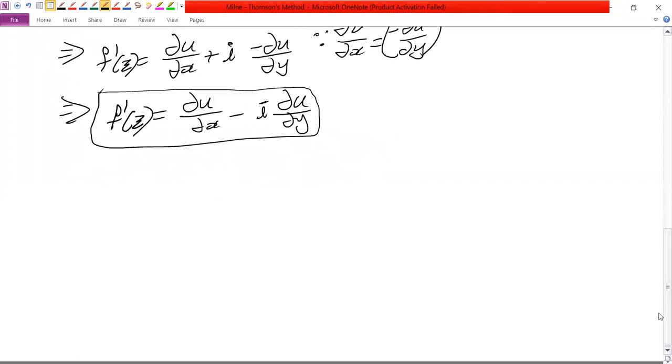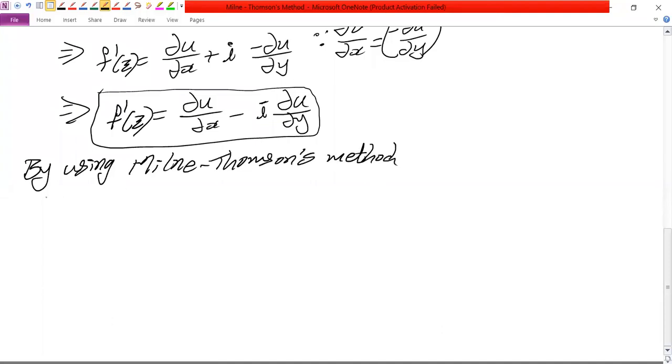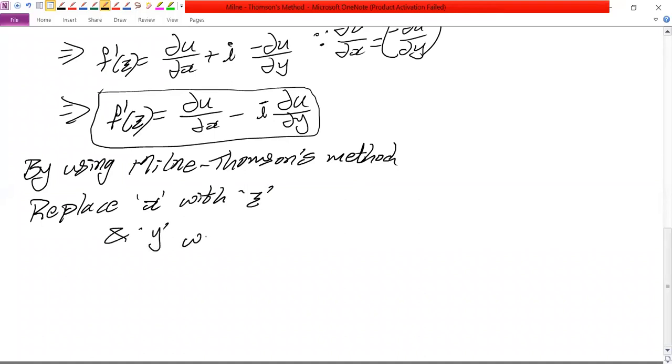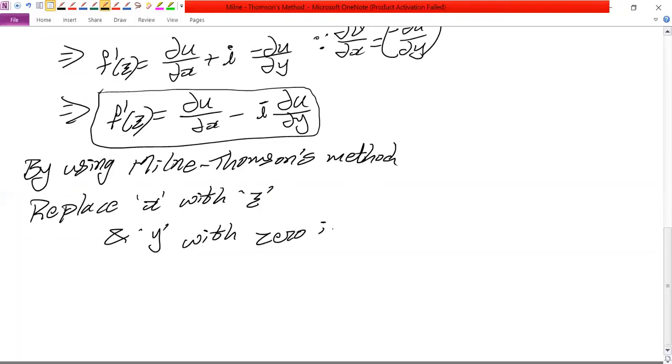Now by using Milne-Thomson's method, what we have to do is replace x with z and y with 0 in f dash of z.